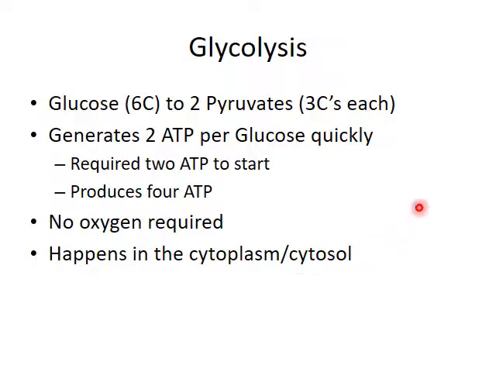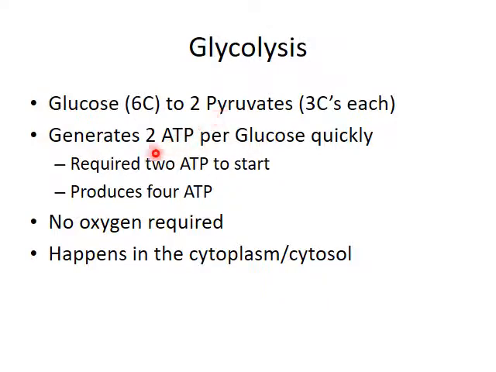I'm going to start out with glycolysis. Glycolysis is pretty straightforward. We have glucose, which is a 6 carbon compound. We introduced those in the carbohydrate section. That's what goes into the glycolysis. What comes out is 2 pyruvates. Basically, you break the glucose molecule in half into 2 pyruvates.